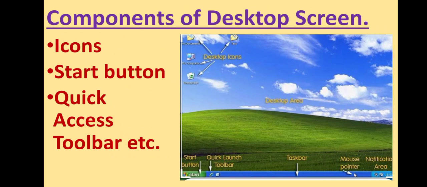Components of a desktop screen. In this section, you will learn about various components of a desktop screen. Appearance of a desktop screen may vary as per the type of operating system you use. A typical desktop screen contains icons, start button, quick access toolbar, etc. All of them have their separate functions.